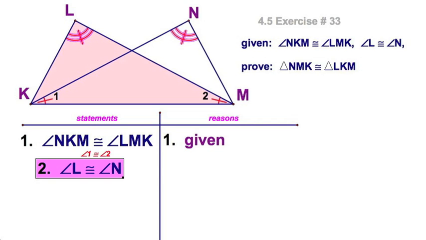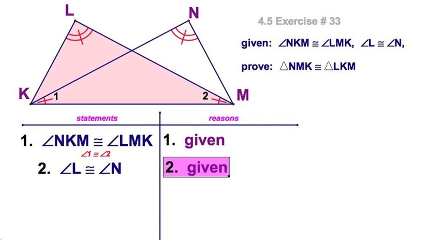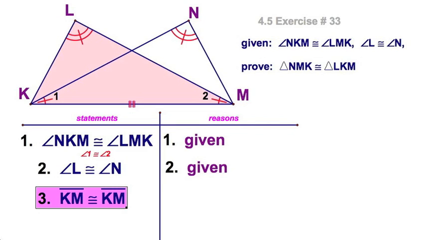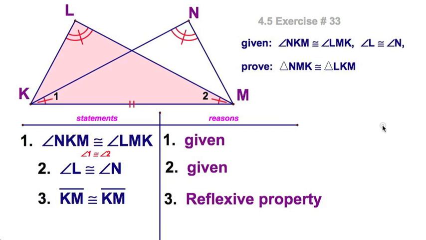I'm given these pair of angles congruent. So that's also a given. And let's see what else I've got here. I've got this side. Well, this side is being used twice. That's going to be the reflexive property because it's a full leg of each of the two triangles.